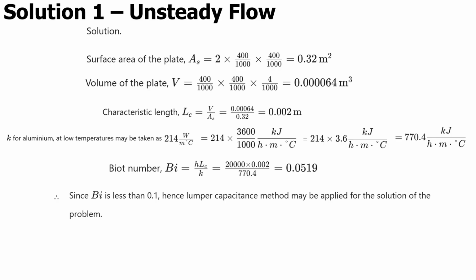method to solve this problem. This method simplifies the analysis by assuming a uniform temperature distribution throughout the object at any given time, which is a valid assumption when the internal thermal resistance is much smaller than the external convective resistance. The lumped capacitance method confirmed, we can now use the governing equation for temperature distribution in unsteady heat transfer.